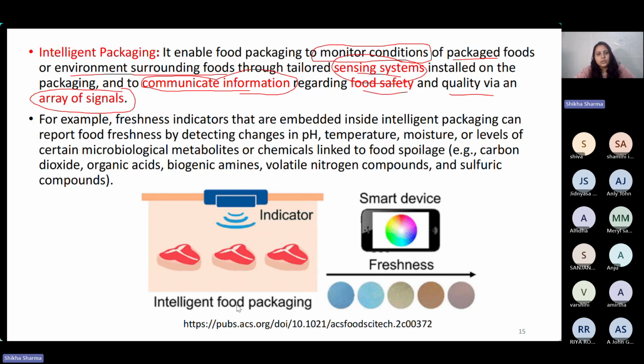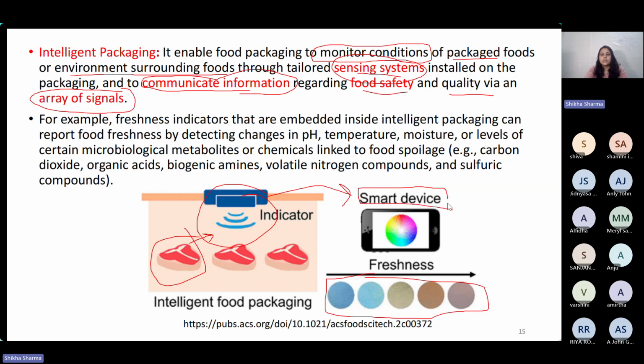So in this example, this is the food product, and whatever headspace is there, this indicator will check that and tell us. Suppose the pH of the food product is changing, so there may be some anthocyanins or other polyphenols which will change color based on the pH change, which will be assessed by the signals or the sensing systems to monitor the quality of the food.